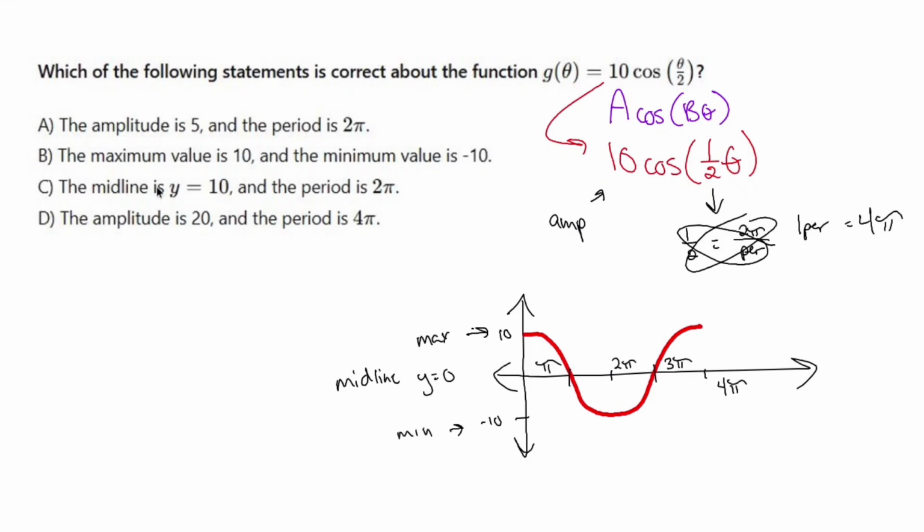Which of these is true? The amplitude is 5. Nope. The period is 2 pi. Nope. The maximum value is 10. Yup. The minimum value is negative 10. Yup. The midline is 10. Nope. The period is 2 pi. Nope. The amplitude is 20. Ooh, close, but nope. And the period is 4 pi. That's correct. And the whole thing ain't. So the answer is going to be B, baby.